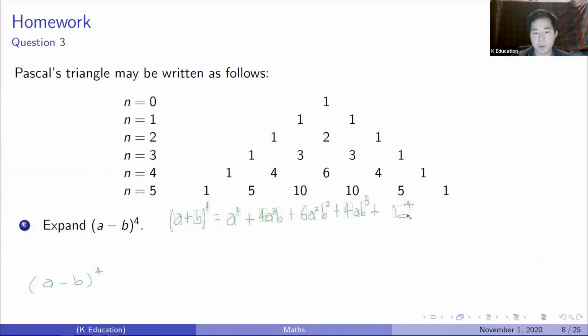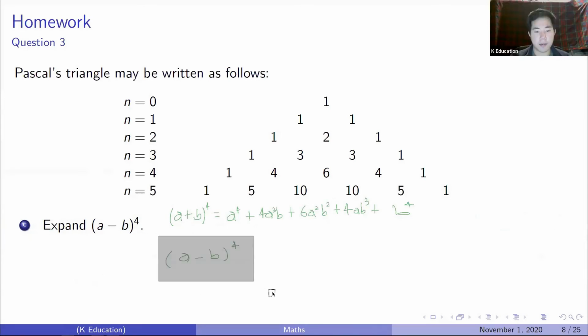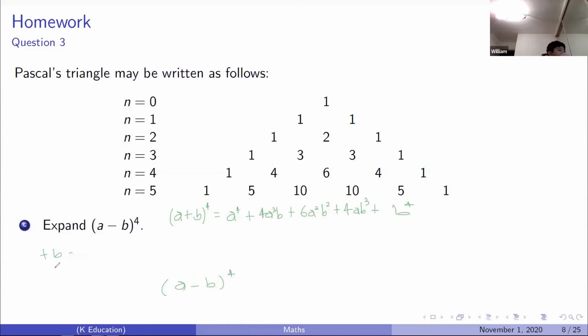What has changed between the left-hand side of the top and the bottom? Only the b is negative. So b has turned to negative b, right? So in order to convert the right-hand side also, I must replace the plus b, which is the same as b, with negative b. Yeah. Okay, so this is my plan.